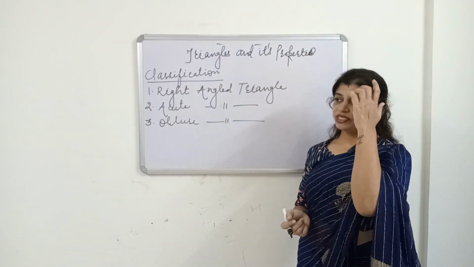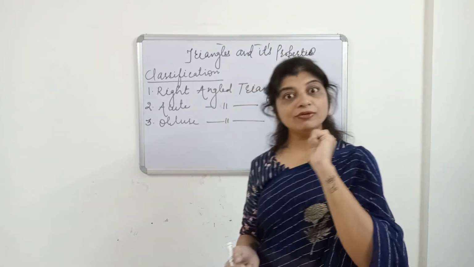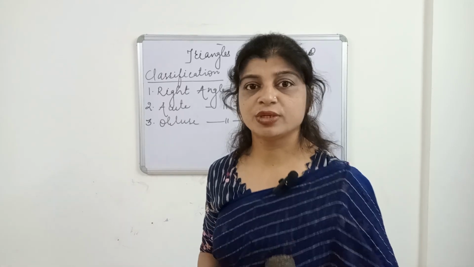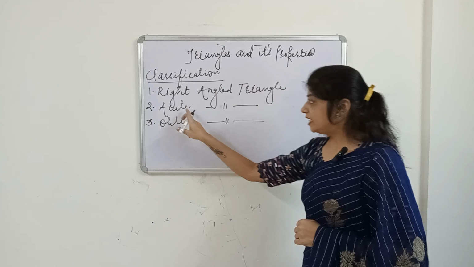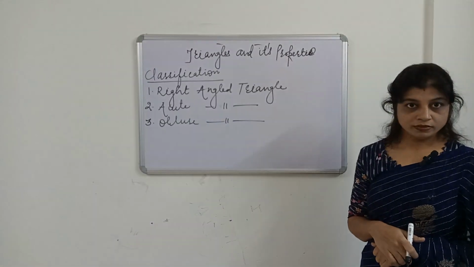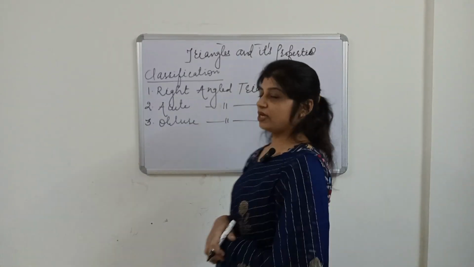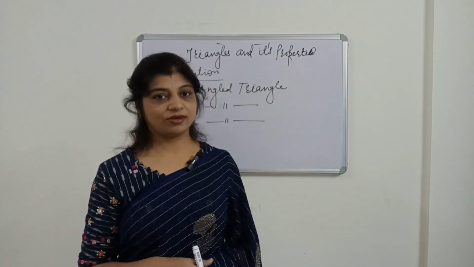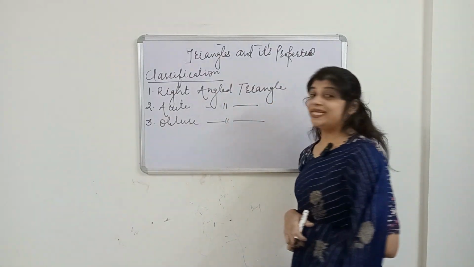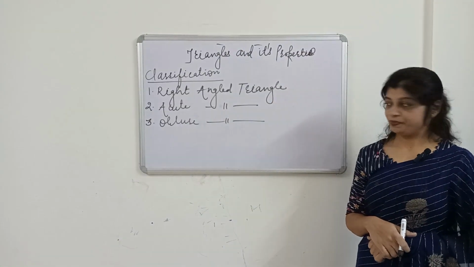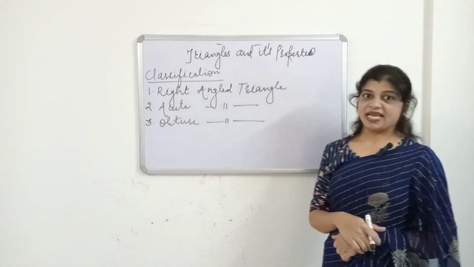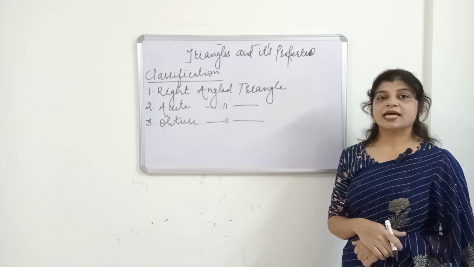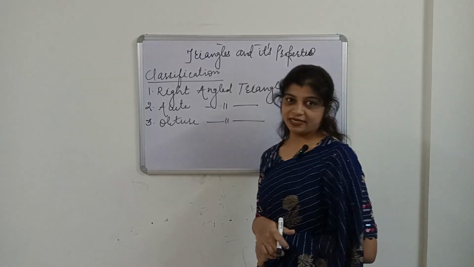A triangle which has at least one angle out of the three exactly measuring 90 degrees, that is called a right angled triangle. In an acute angled triangle, all the three angles of a triangle will be less than 90 degrees. And in an obtuse angled triangle, any one of the angles will be larger than 90 degrees.